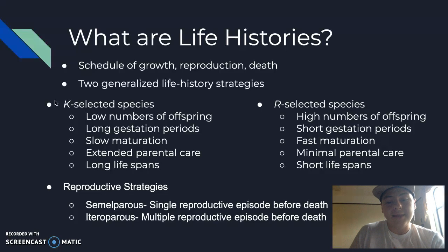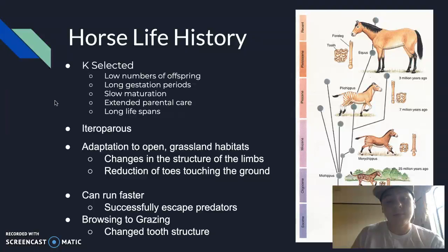You can think more of insects here. I know a lot of spiders will just have a ton of eggs and then die right after. But iteroparous is the opposite, with multiple reproductive episodes before death. And a lot of mammals fall into this category, and one of them would be humans.